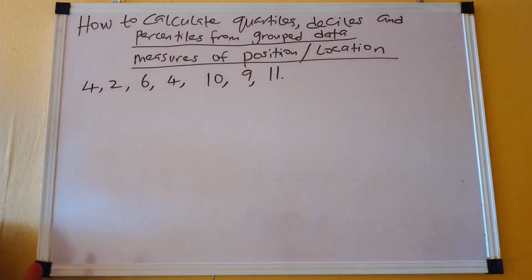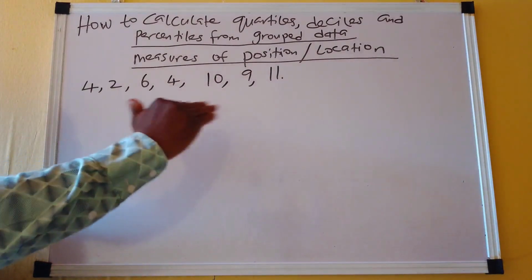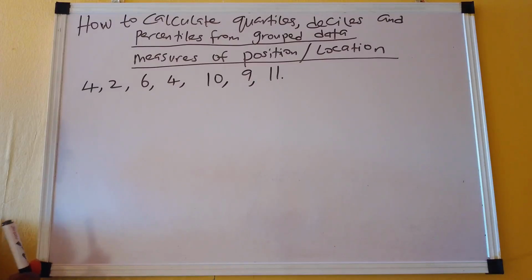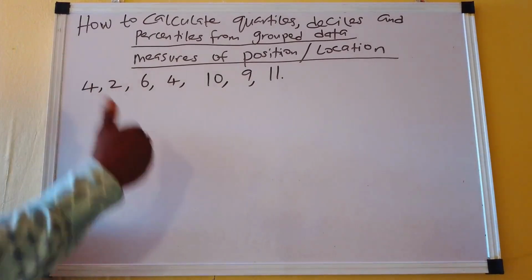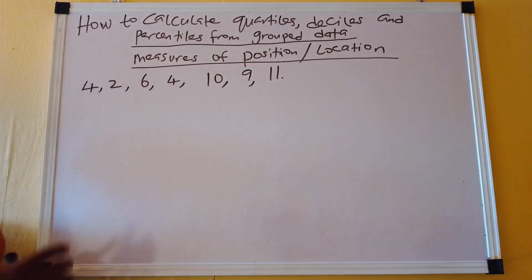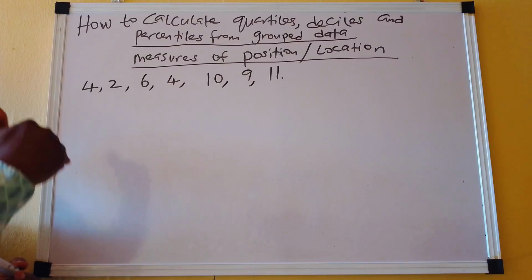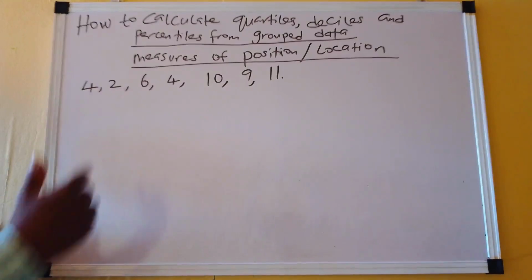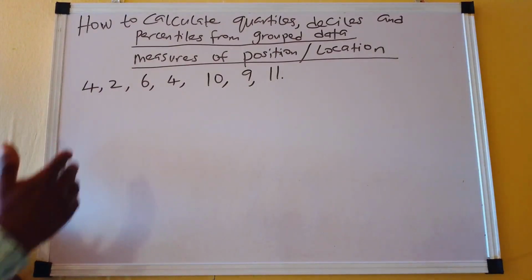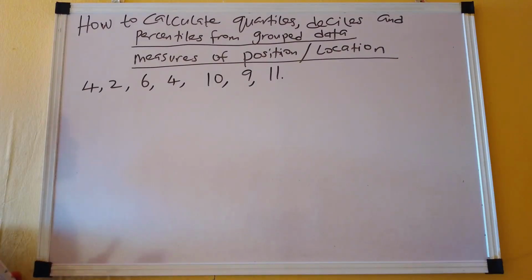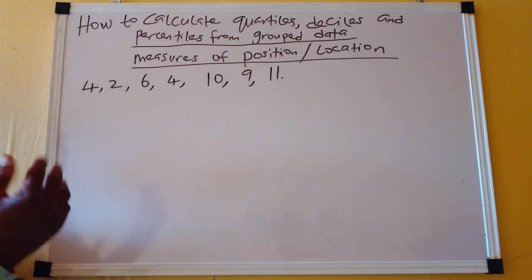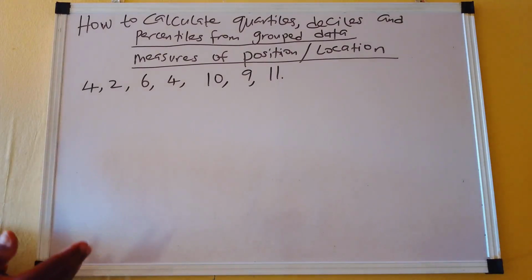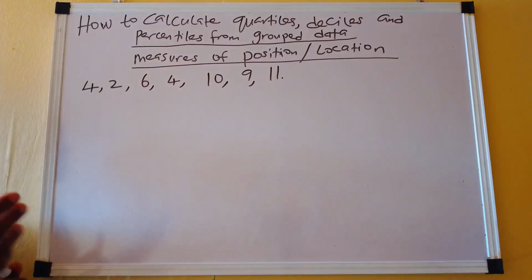So when we talk about measures of position, we want to see the position of each data point in this data set. We want to know the location of each data point in this data set. A lot has been said about grouped data, but not really much has been said about ungrouped data. As you follow this video from the beginning to the end, you will see that calculating quartiles, deciles, and percentiles for ungrouped data is very easy.